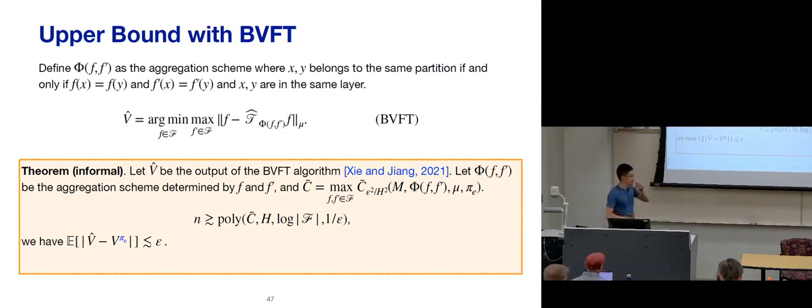Yeah, it's true. In the previous lower bound, I mentioned one property: the aggregation scheme has to be compatible with the function class, and this specific aggregation scheme is compatible with the function class.